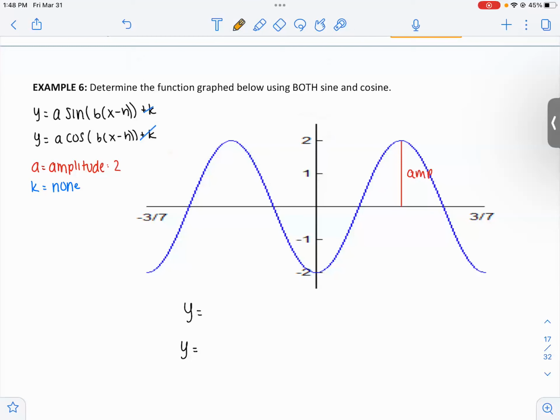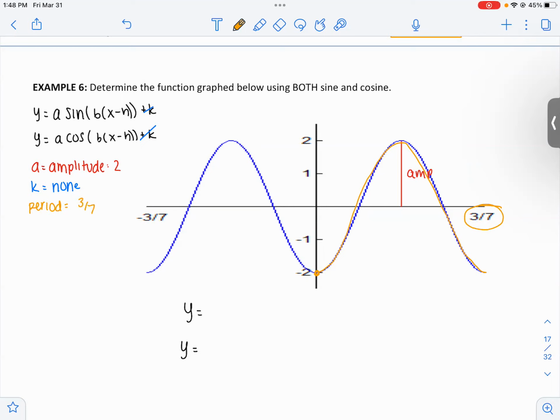My period. Again, this doesn't give me what my b value is explicitly. We have to find that period to then find the b value. So to do this, I would take a look at that point at 0 and say, okay, how long does it take me to go back to where I started? So I went up, I come down, and that's really convenient. This number here tells me what my period is. So in this case, my period is 3/7.